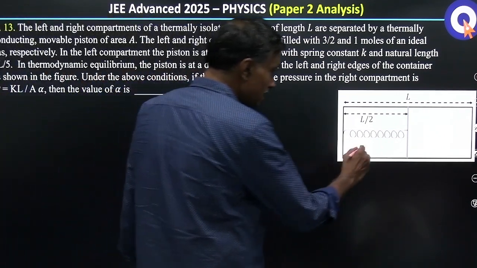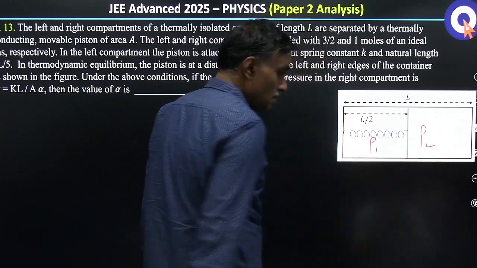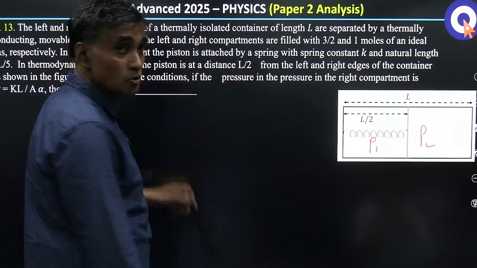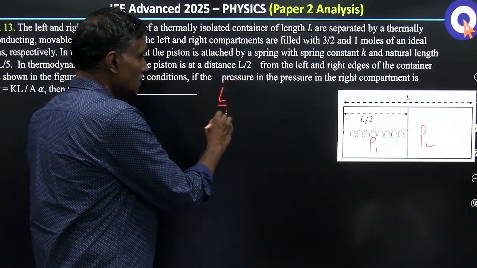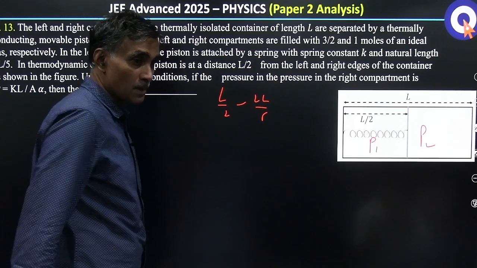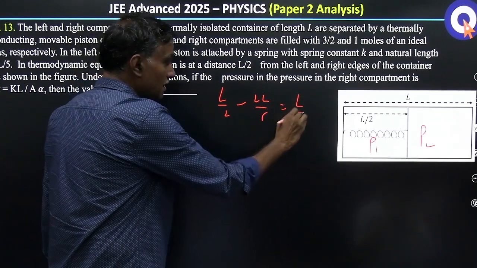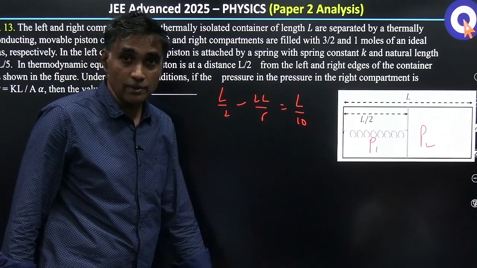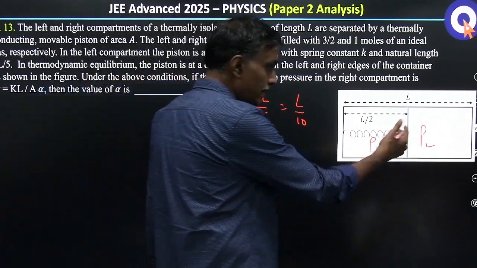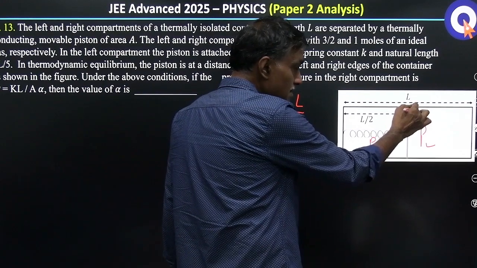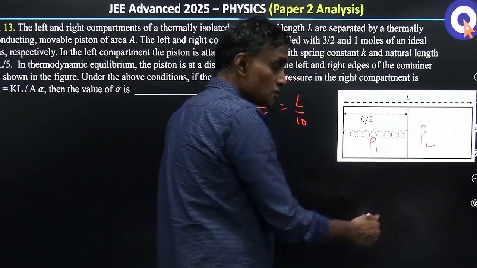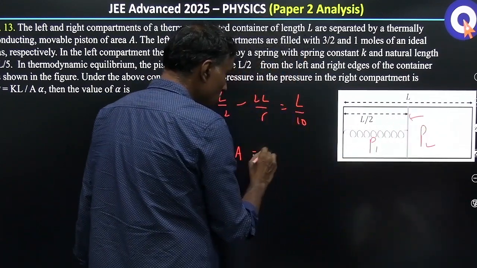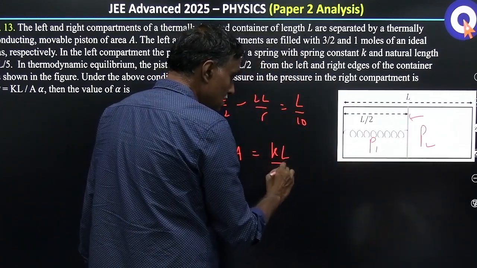Now let us say the pressure here is P1, here P2. What is the length of the spring? Now L by 2, natural length is 2L by 5. So what is the elongation? L by 2 minus 2L by 5. If I take 10 as LCM, you will get 5 minus 4, so this is nothing but L by 10. So the spring is elongated in this position. This piston is in thermodynamic equilibrium, so net force is 0. So P2 into A, force from this side, is equal to KL by 10 plus P1 into A.